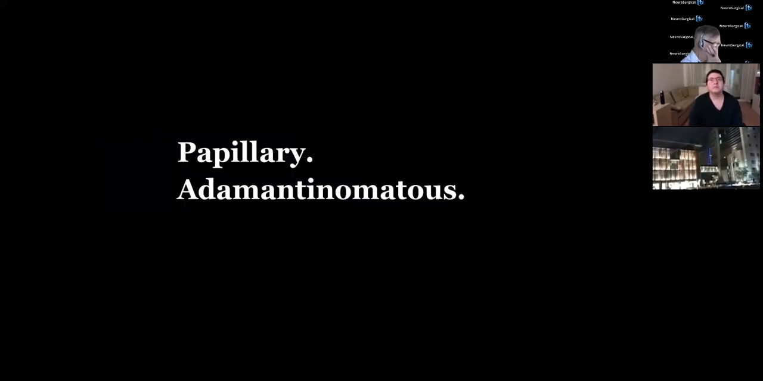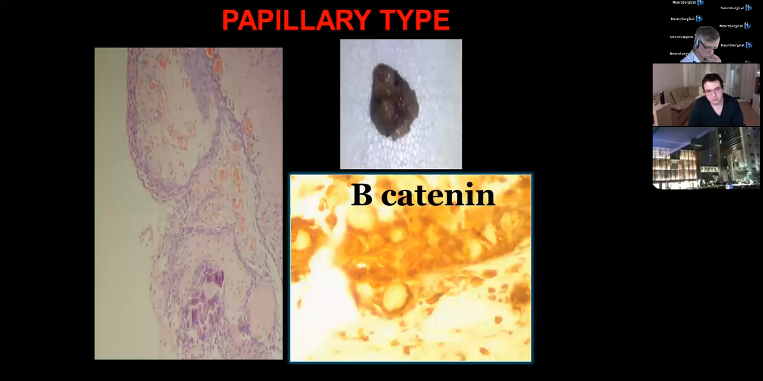Craniopharyngioma is divided into papillary and adenomatous types. The papillary type is very rare. This is one case out of 33 cases that we have together. You can see it's a cystic case, a simple cyst, usually there is no brain invasion, and beta catenin usually is membranous, not cytoplasmic or nuclear.